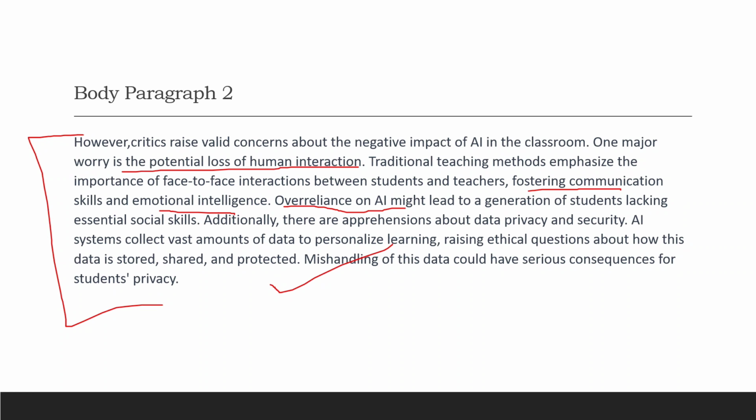This can be really a good thing if you get a kind of topic in the exam where you are aware of all the facts and figures related to that thing. So all these things, as this candidate has mentioned over here, that AI systems collect vast amount of data to personalize learning, raising ethical questions about how this data is stored, shared, protected. Mishandling of this data could have serious consequences on their privacy. Then even this point that over-reliance on AI might lead to generation of students lacking essential social skills. Additionally, there are apprehensions about data privacy and security. This is a good way of putting your thoughts.